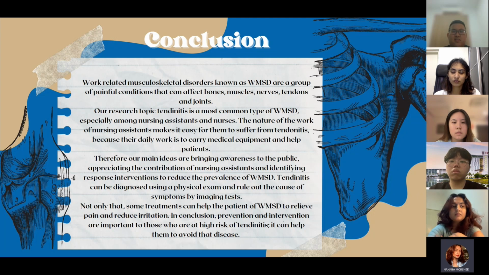Besides, tendinitis can be diagnosed using a physical exam and ruling out the cause of symptoms by imaging tests. Not only that, some treatments can also help the patient of WMSD to relieve pain and reduce irritation. So, in conclusion, prevention and intervention are important for those who are at high risk of tendinitis. It can help them to avoid the disease. Next slide, please.